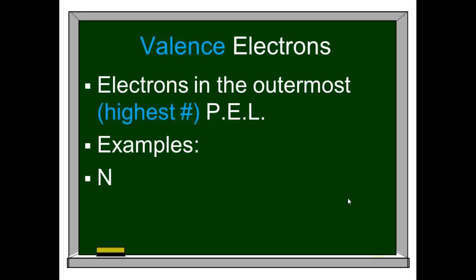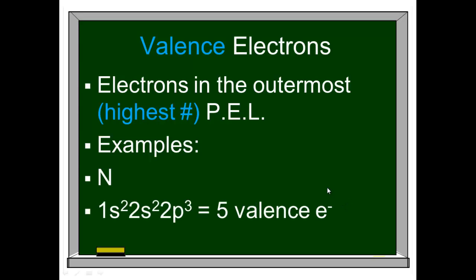If we do the configuration count as we go through, we would have 1s2, 2s2, 2p3. And you can see here that I've said that this element has 5 valence electrons. So where did that come from? Well, the valence electrons are in the highest number principal energy level. The energy levels are the big numbers in front, so we have a 1 and a 2 and a 2. The highest of those numbers is the 2. Then we count how many electrons are in the second energy level. There's 2 here plus 3 here makes 5. 5 valence electrons.